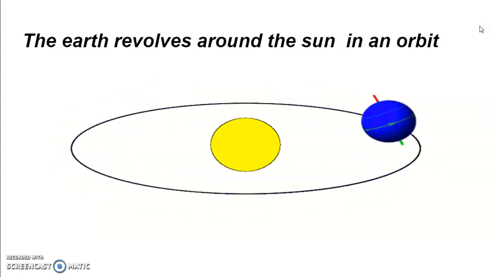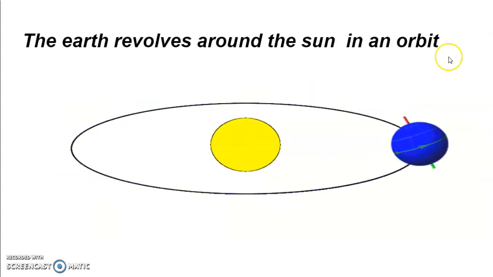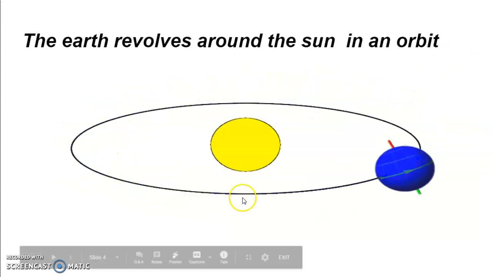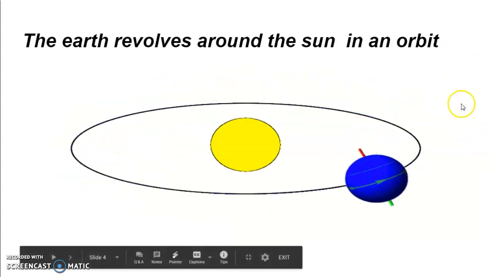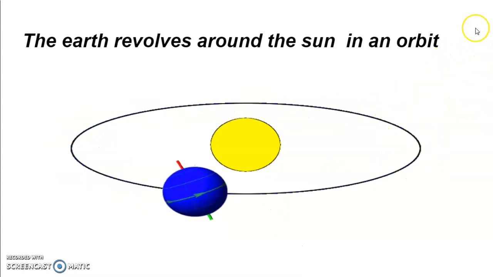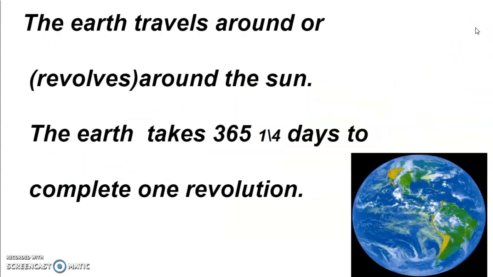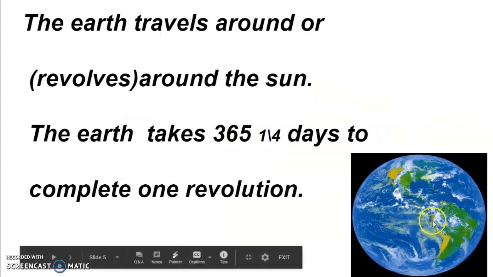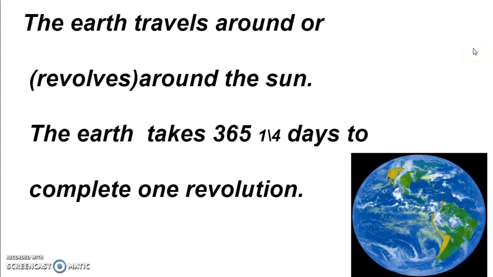The Earth revolves around the sun in an orbit. مدار. بيضاوي. هليجي. Oval shaped. بيضاوي. The Earth travels around, revolves, تدور, travels, تتحرك, around the sun. الأرض تدور حول الشمس.